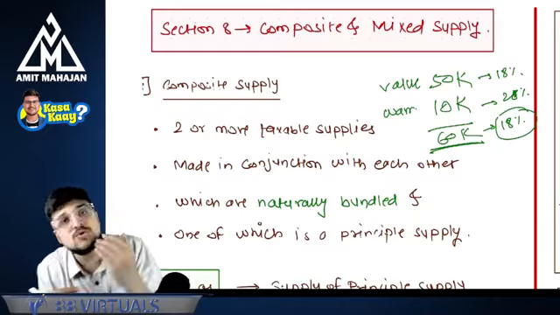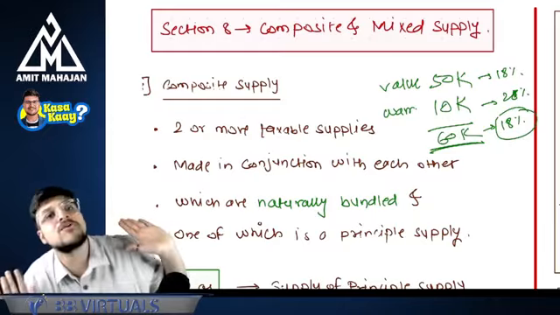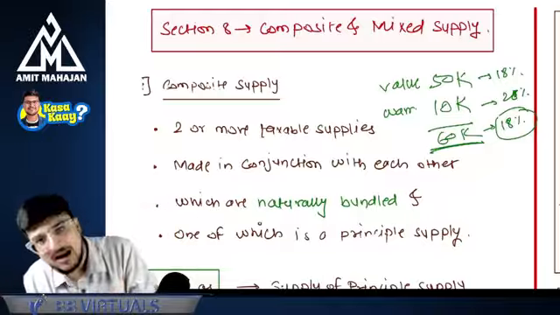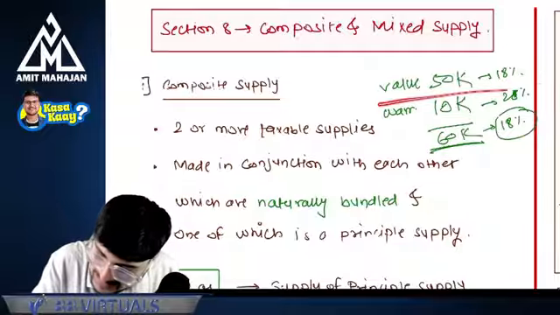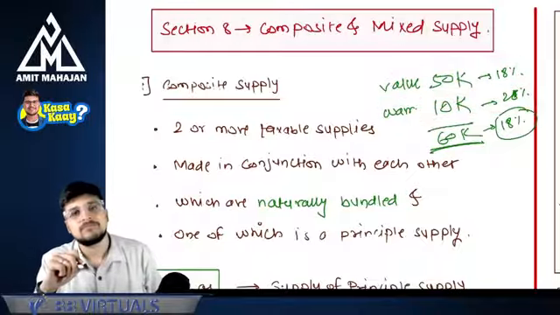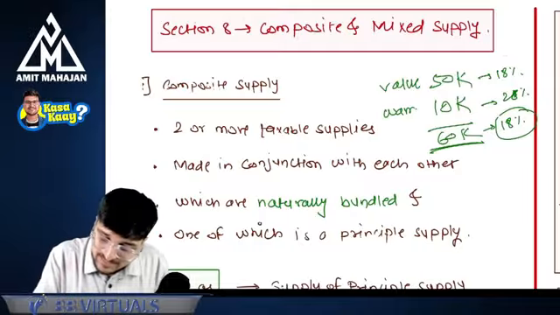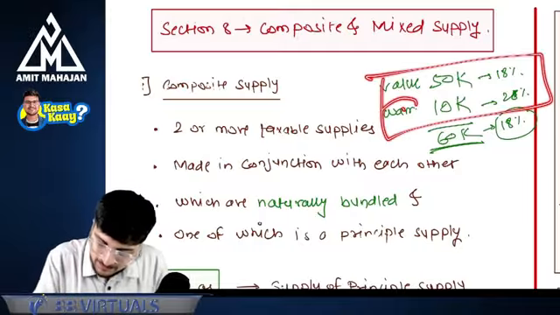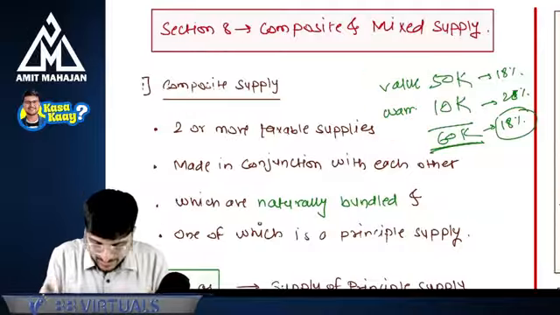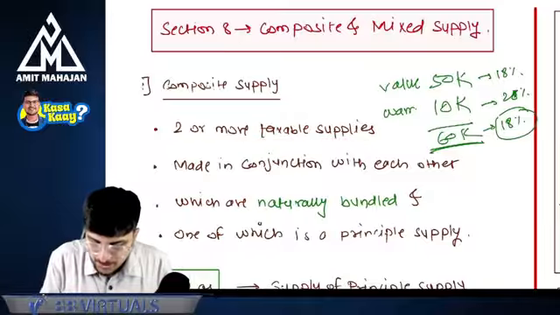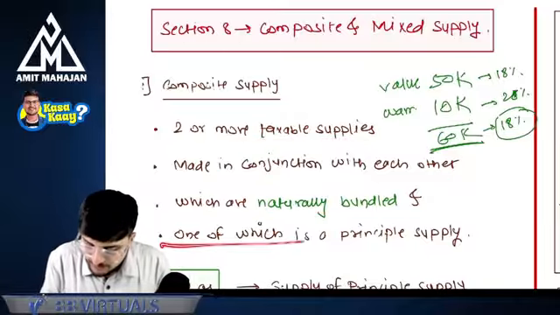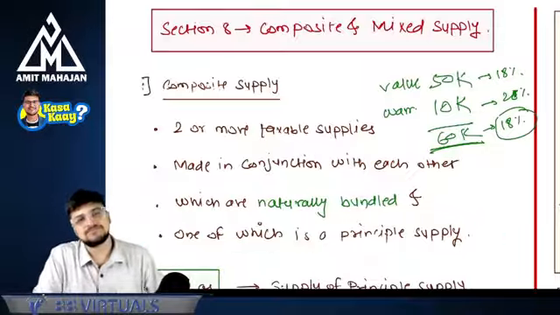Which means I can't just go to Chroma and say, I just want warranty today. I don't want anything else. I want to buy warranty. I can't do that. If I can't do that, can I say warranty is ancillary and the main supply is the microwave oven? So can I say these are naturally bundled? Yes, because this supply is dependent upon the original supply. So again, two or more taxable supplies made in conjunction with each other, which are naturally bundled, and one of which is a principal supply.